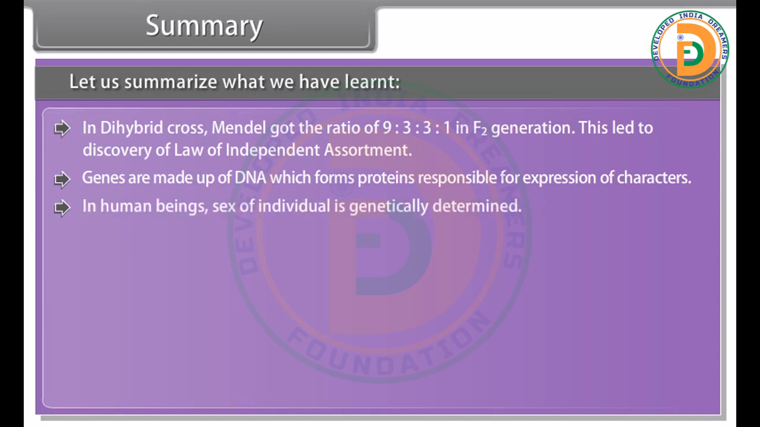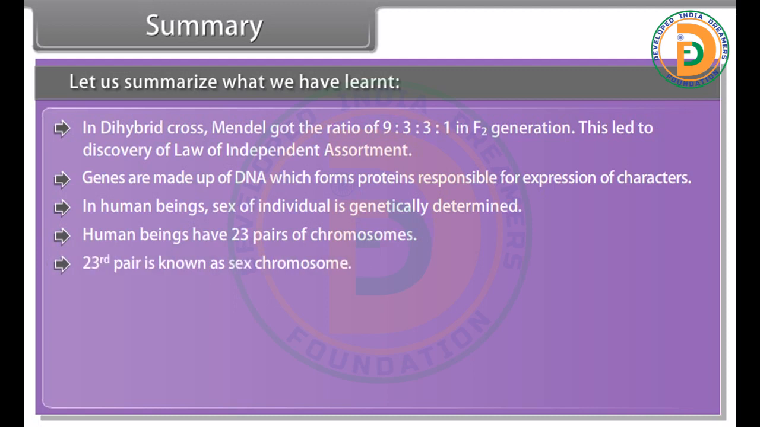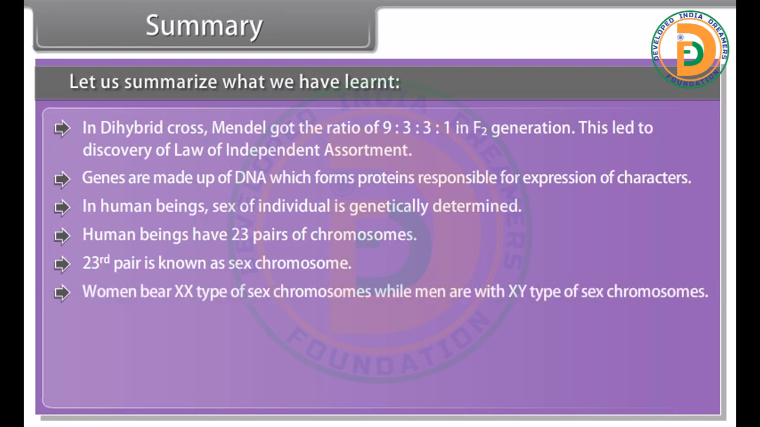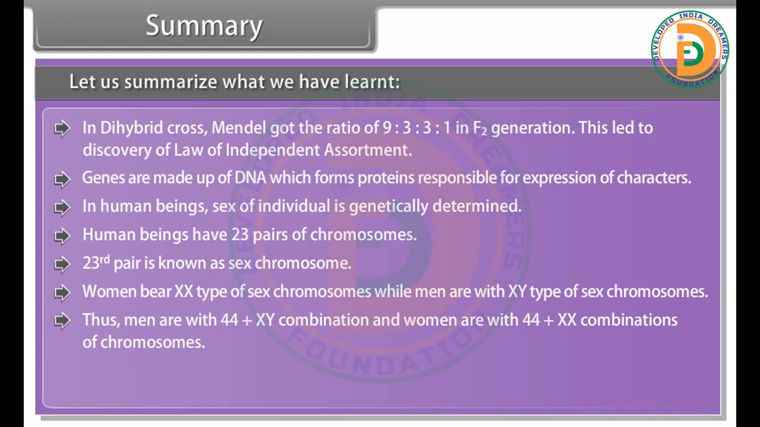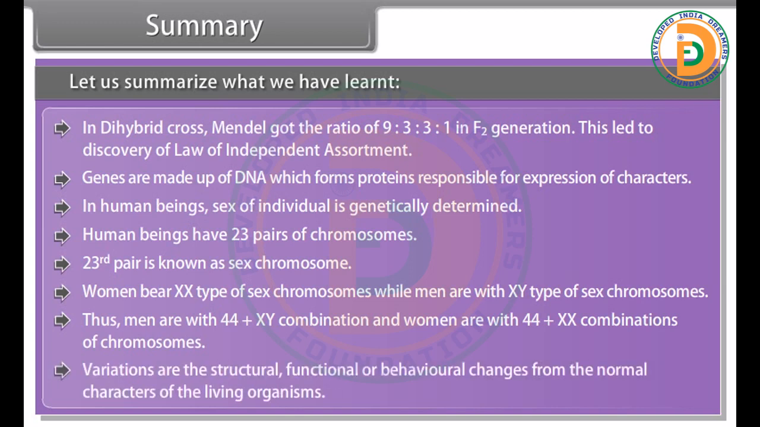In human beings, the sex of an individual is genetically determined. Human beings have 23 pairs of chromosomes. The 23rd pair is known as the sex chromosome. Women bear XX type of sex chromosomes, while men are with XY type of sex chromosomes. Thus, men are with a 44 plus XY combination, and women are with a 44 plus XX combination of chromosomes. Variations are the structural, functional, or behavioral changes from the normal characters of the living organisms.